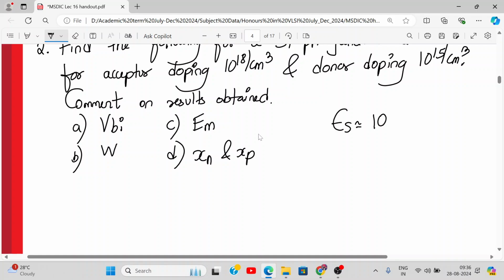We have calculated how much it is coming, 10 raised to minus 12. Directly you use that. KT by Q, 26 millivolts. So these are some constants which you have to use directly. So let's start.